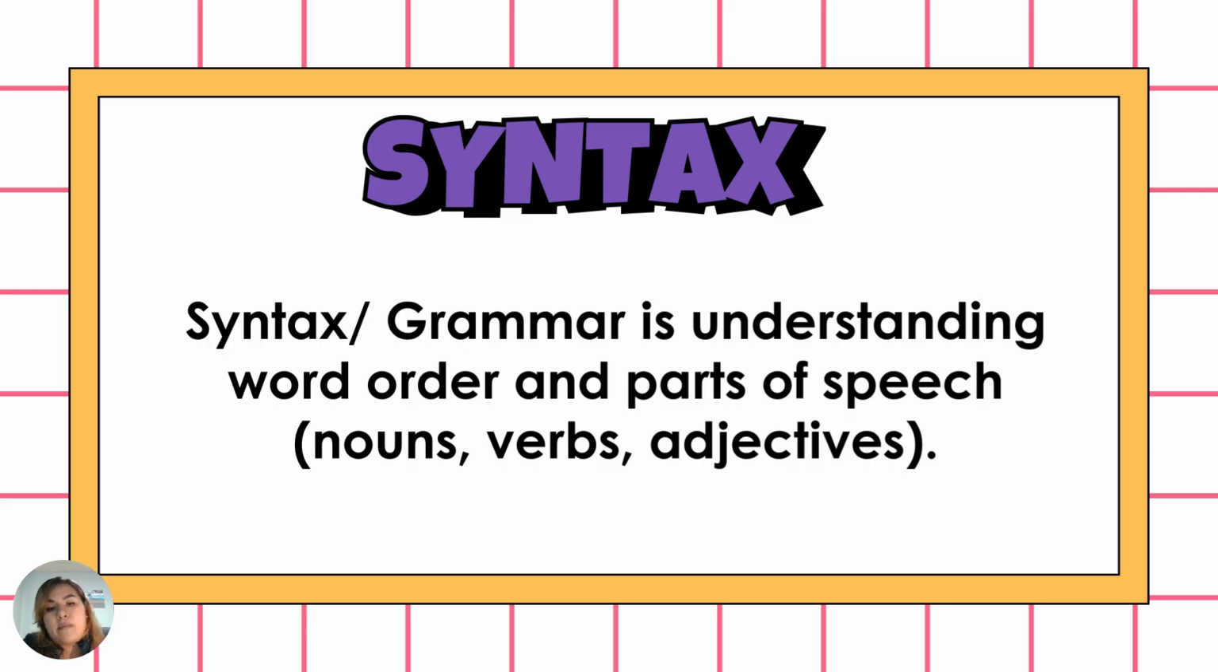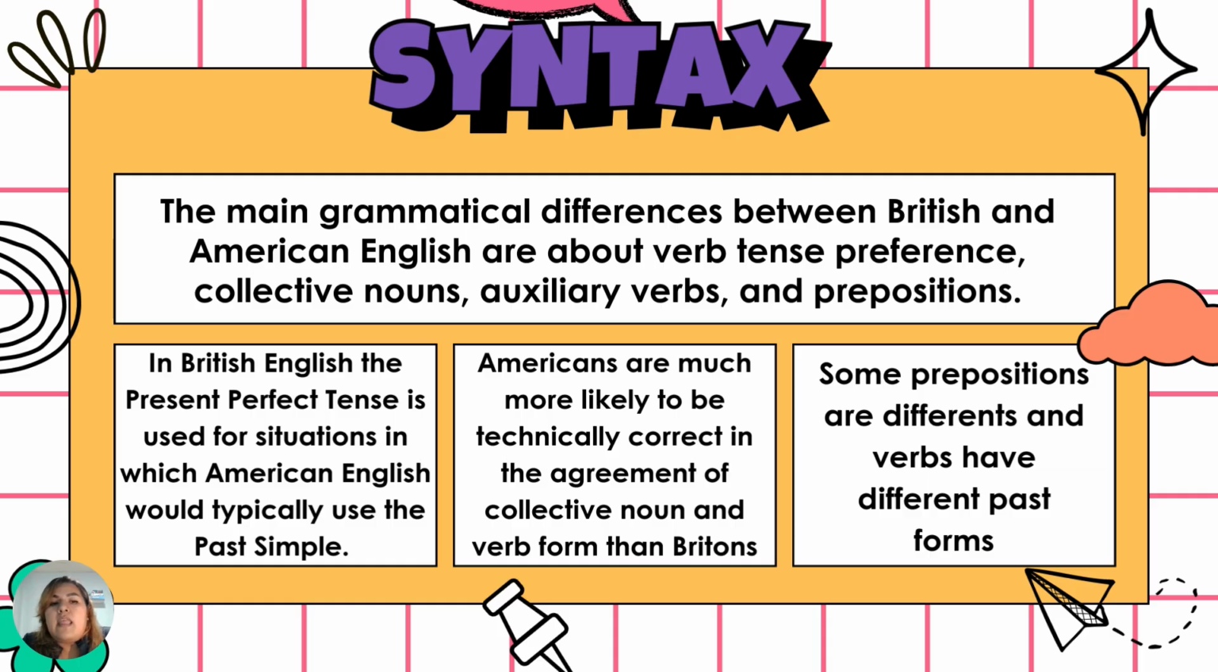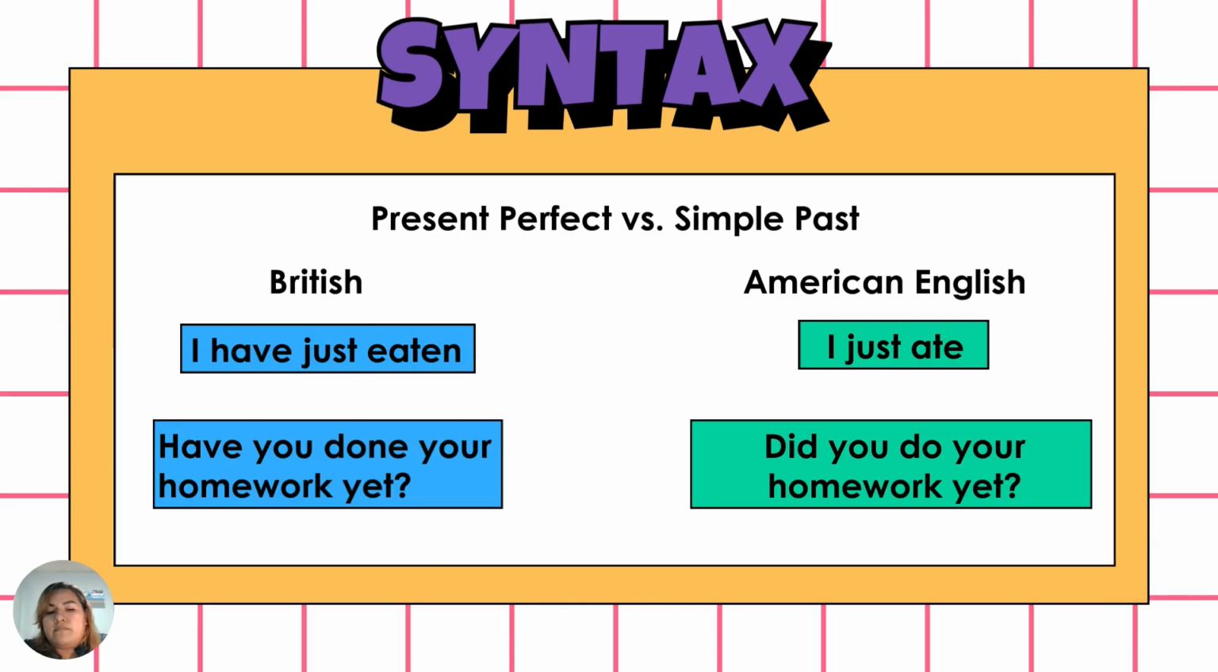Syntax, or grammar, is understanding word order and parts of speech: nouns, verbs, adjectives and adverbs. The main grammatical differences between British and American English are about verbs, tense preference, collective nouns, auxiliary verbs, and prepositions. In British English, the present perfect tense is used for situations in which American English would typically use the past simple. Americans tend to be more technically correct in the agreement of collective nouns and verbs than British speakers. Some prepositions are different and verbs have different forms.